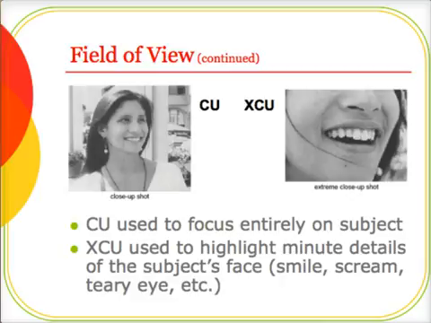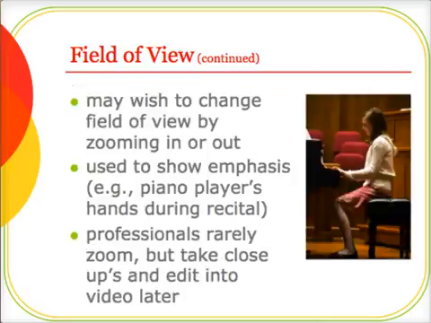The close-up is used to focus entirely on the subject's sort of their head area and shoulders. The extreme close-up, on the other hand, is used to highlight some very minute details of the subject's face, like a smile or a scream or a teary eye, something like that. So a lot of times when you see professional storyboards, they will have cues for the people who are operating cameras to do extreme close-up or medium close-up, that kind of thing.